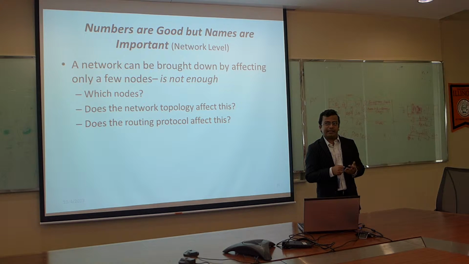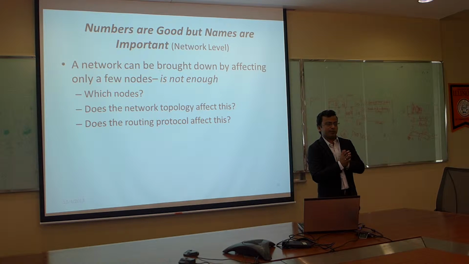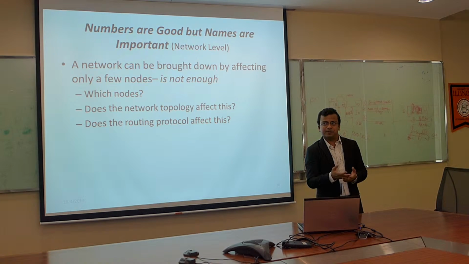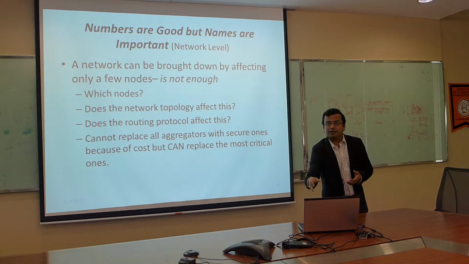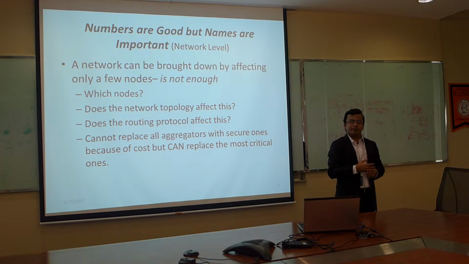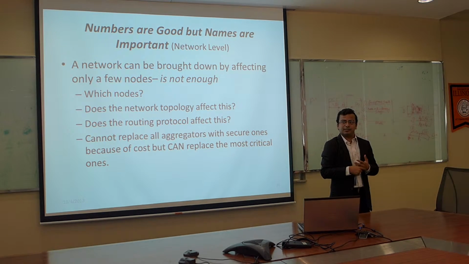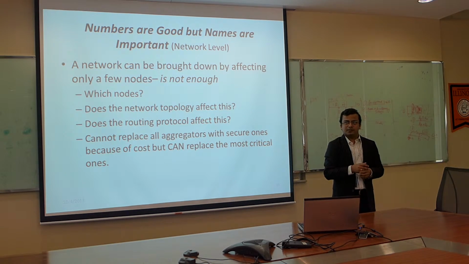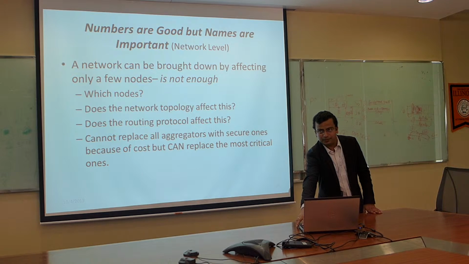So just saying that I can bring down a mesh network by affecting only a few nodes is not enough. It's not actionable enough, because I need this additional information to act on. And if I get this additional information, I can probably replace these aggregators with secure ones, because I cannot replace all of them, but maybe some of them, because cost is obviously a factor. So this is one thing.